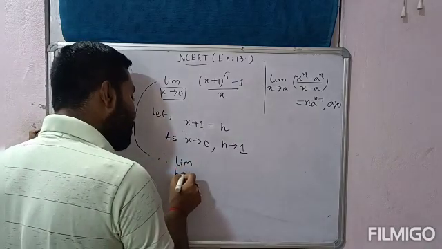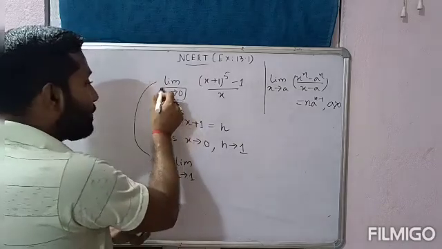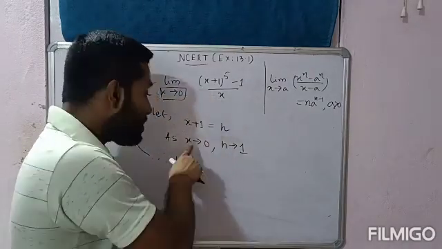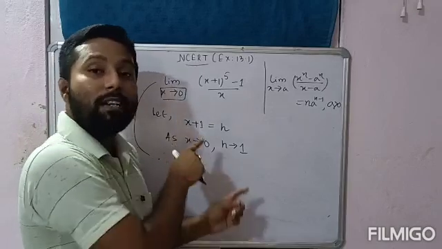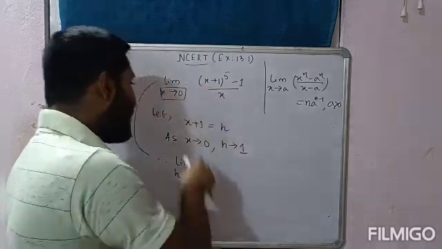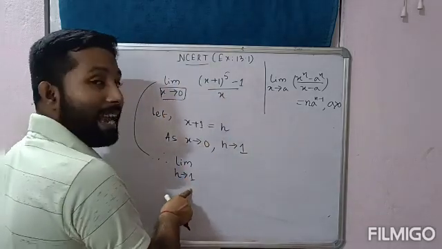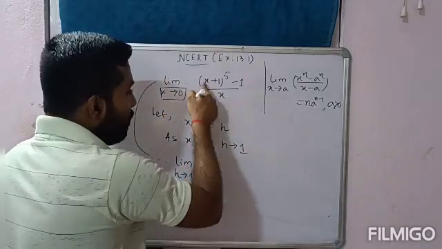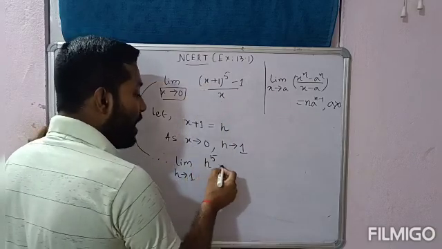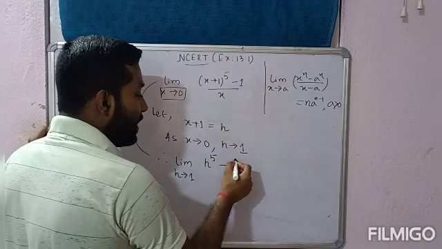So therefore this function can now be written as limit h approaches 1. Now we can replace this x approaches 0 by h approaches 1. Why? Because we put x tends to 0 here to get the value of h, yes or no? So we can replace this x approaches 0 by h tends to 1. What about this x plus 1 now? This can be replaced by h to the power 5 minus 1 to the power 5.